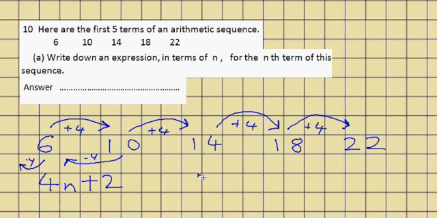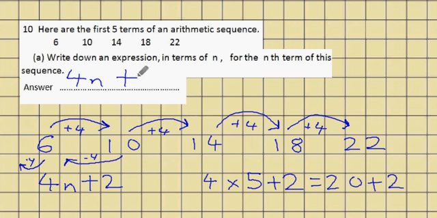Let's check our answer with the 5th term. The 5th term is 22. Let's see if we substitute 5 for n, we get 22. So instead of writing 4 times n plus 2, I'm going to write 4 times 5 plus 2 because we're checking the 5th term. 4 times 5 is equal to 20 plus 2, and it is 22. So our final answer, write down an expression in terms of n for the nth term of this sequence, is 4n plus 2.